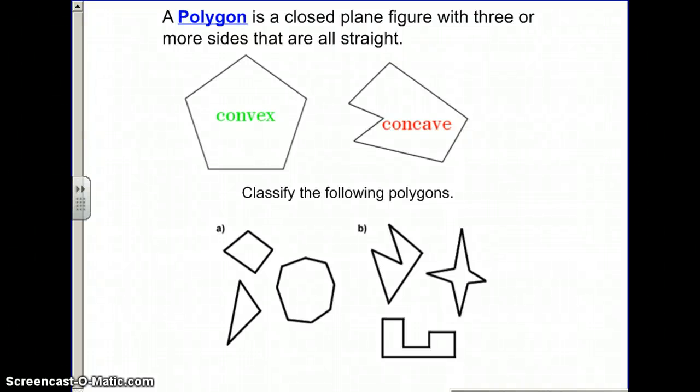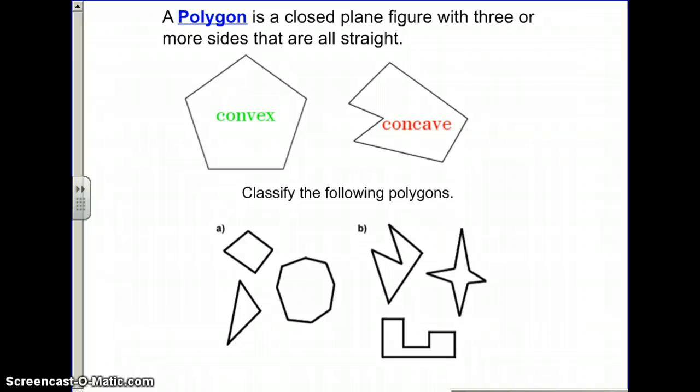Talking about polygons. This is the start of chapter 8, which mainly deals with parallelograms and quadrilaterals, but the first section is on all polygons in general. So a polygon is a closed plane figure with three or more sides that are all straight. So let's break that down.